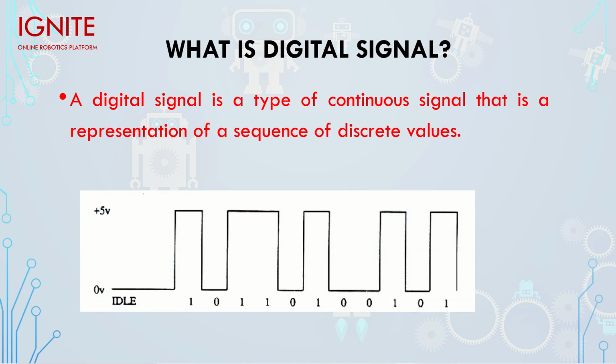It's like, if you have 0 right now, it will directly become 1, and if you have a 1, it will directly become 0. So here it is shown in a graph: 0, then 1, where 1 means 5 volt, again 0, again 5, again 0, again 5, again 0, again 5. That way it will work.